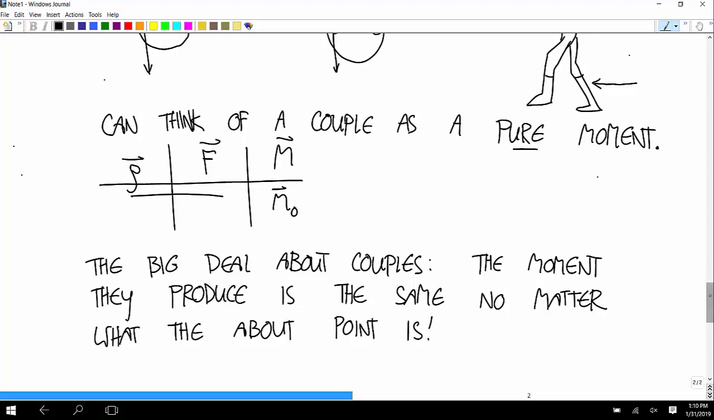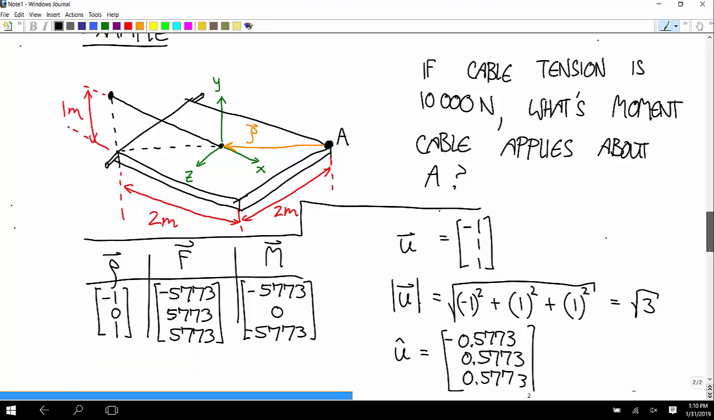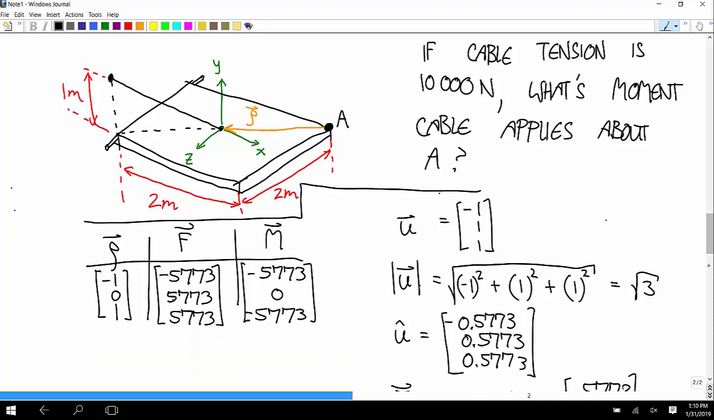Okay, so let's look at a case where we just have a single force applying a moment. In the problem that we just did, we chose an about point over here, and based on that, we did this calculation and came up with a moment of negative 5773, 0, negative 5773. What if we move the about point? Are we going to get the same answer or a different answer?